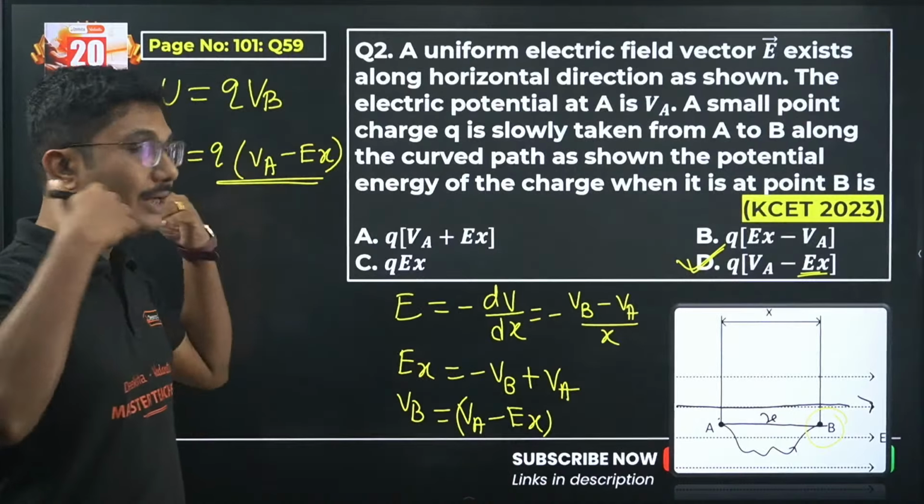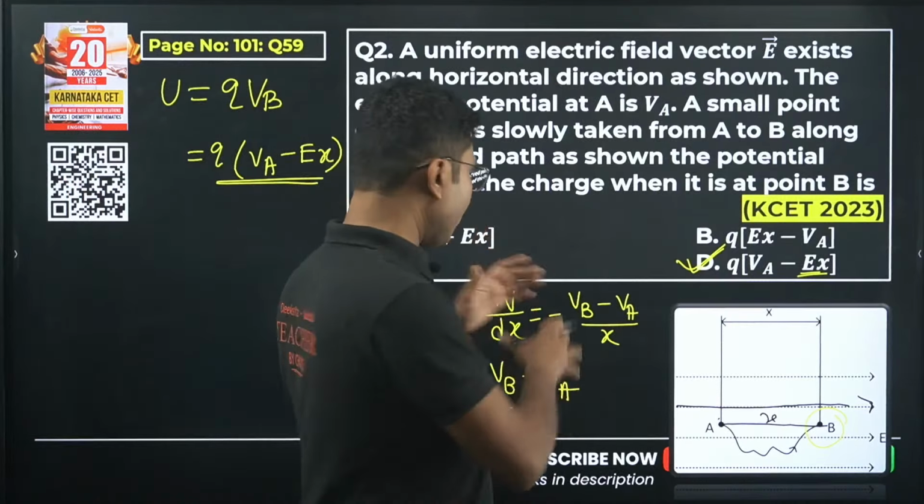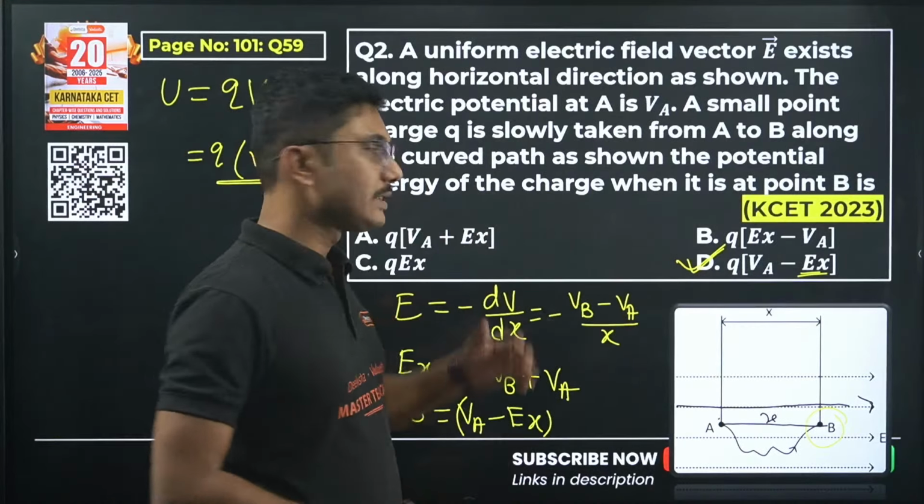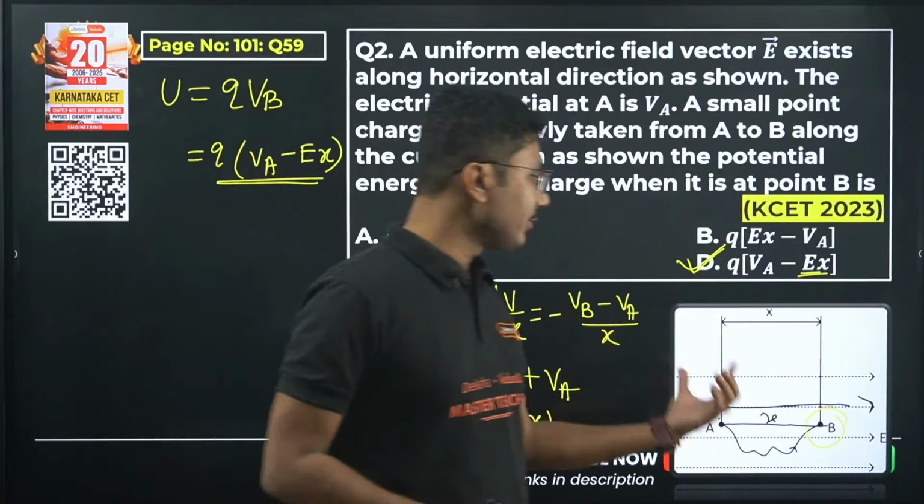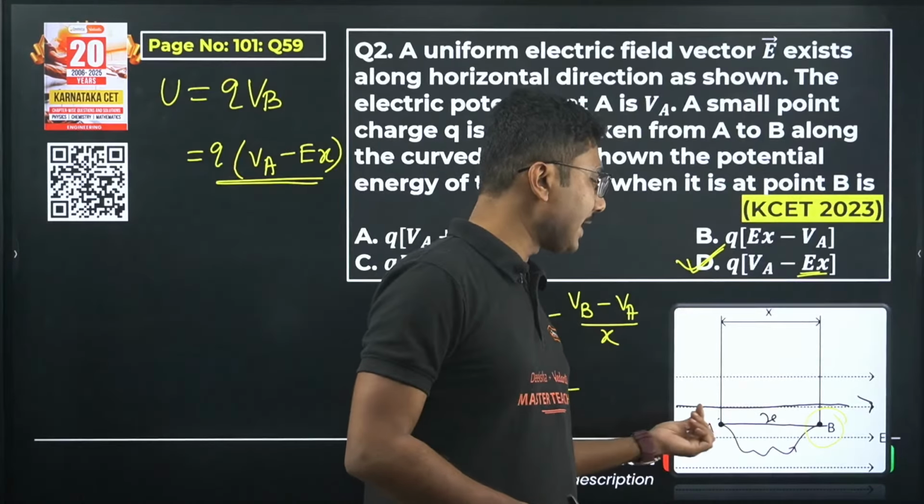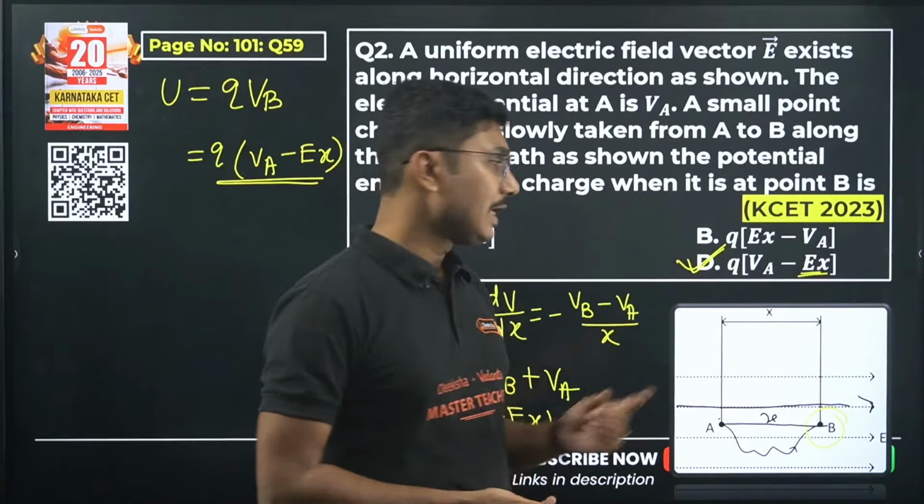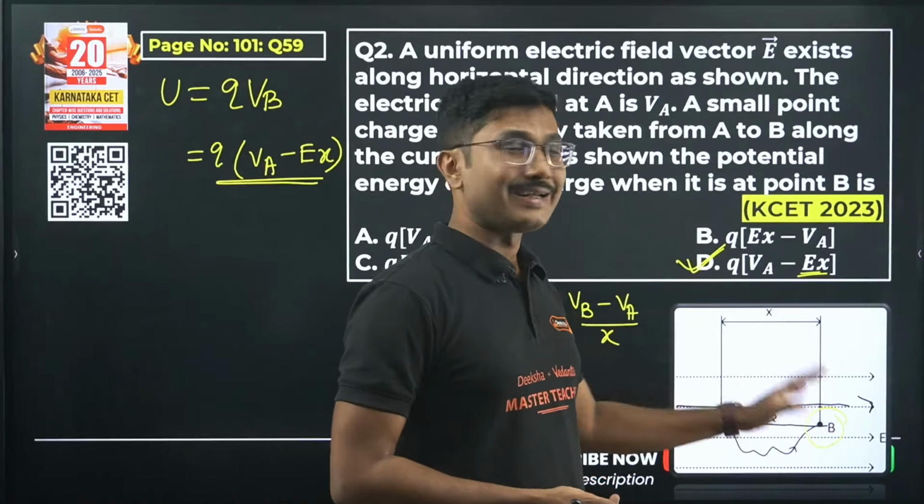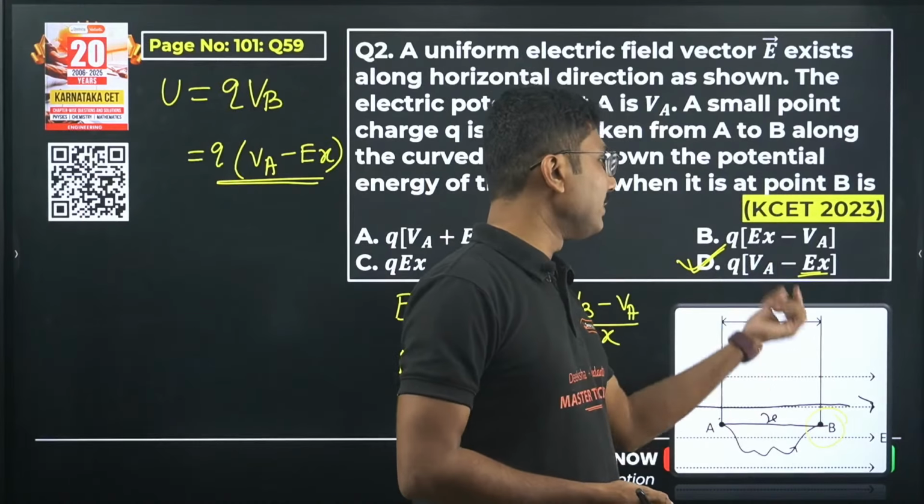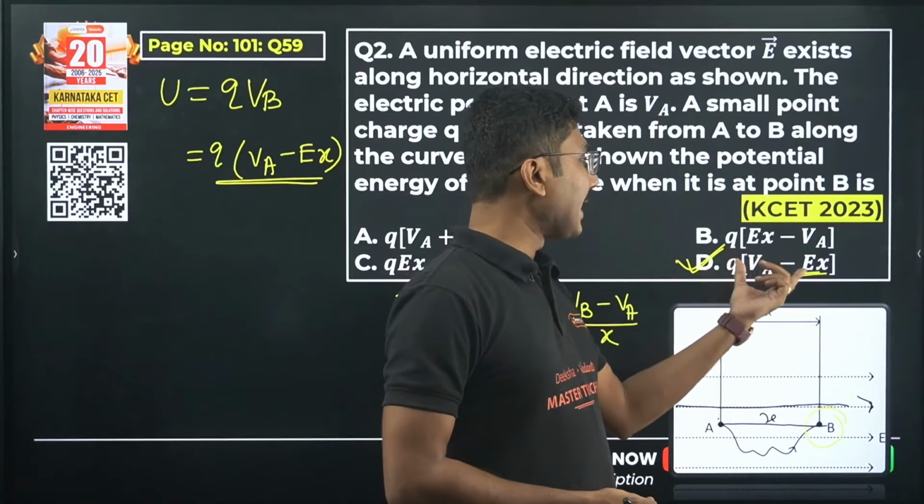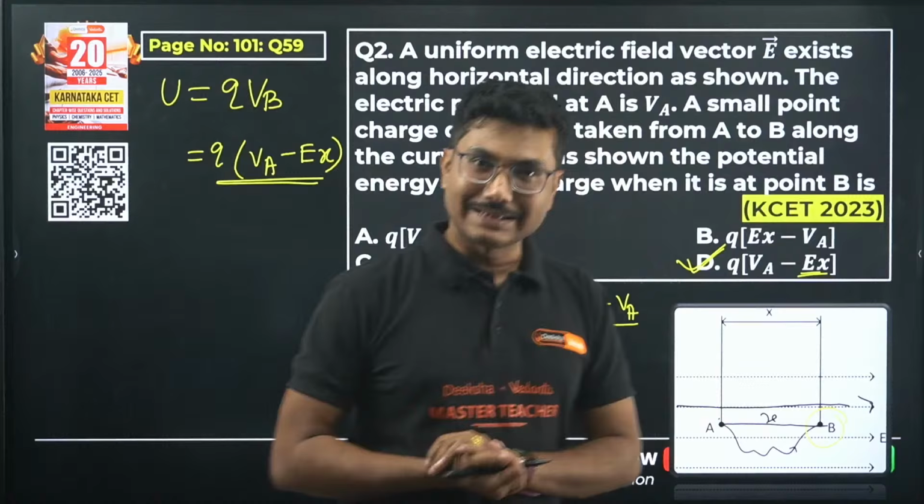Okay, even if you want to guess the answer without doing the mathematics, you don't know the mathematics, you forget how to solve it, you just need to remember that as you are moving in the direction of the electric field, the potential must decrease. So that means VB must be less than that of VA. That means VA minus EX is the correct answer.